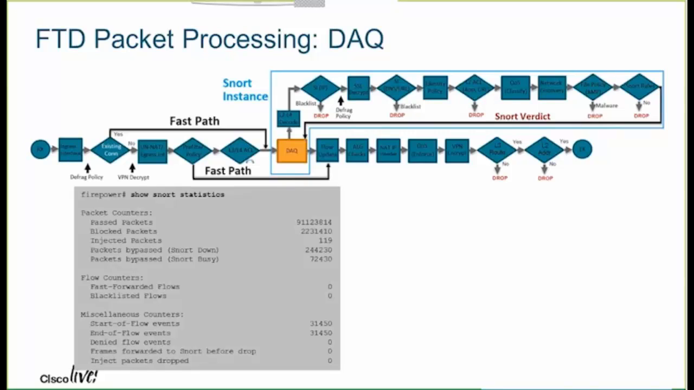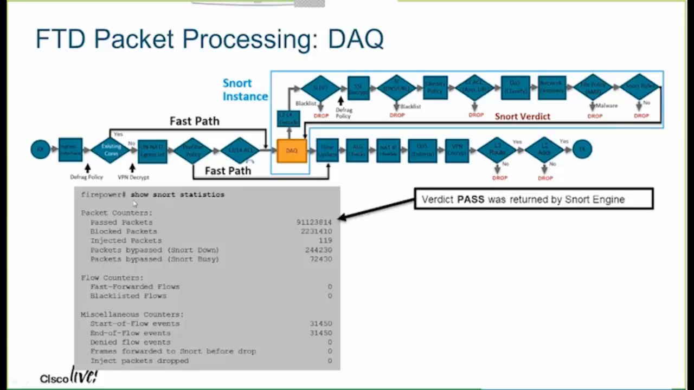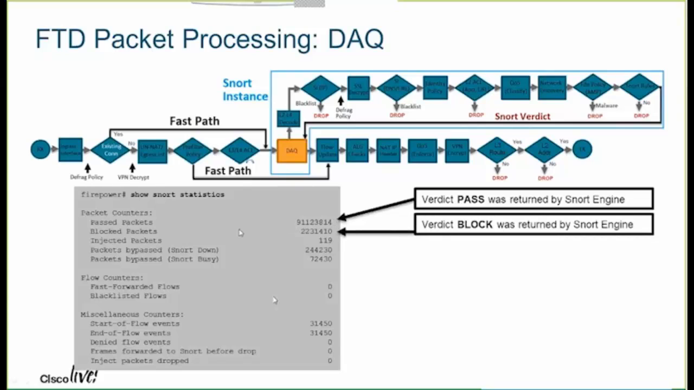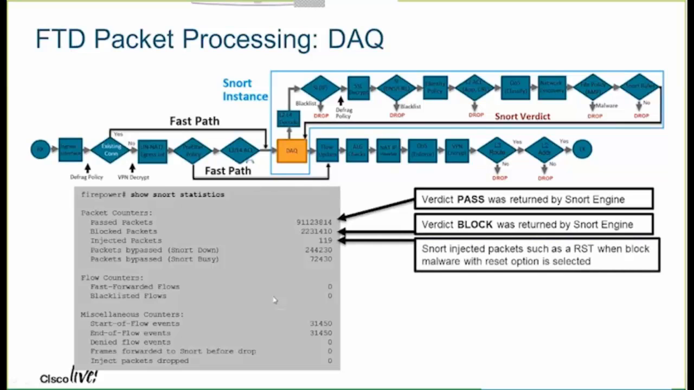So these are some Snort statistics that we have. You can verify this from the Lina side itself. You can do a show snort statistics. The pass packets counter is wherein whenever Snort sends a verdict of pass, these are the counters that we see. Block packets is where the verdict block was sent.